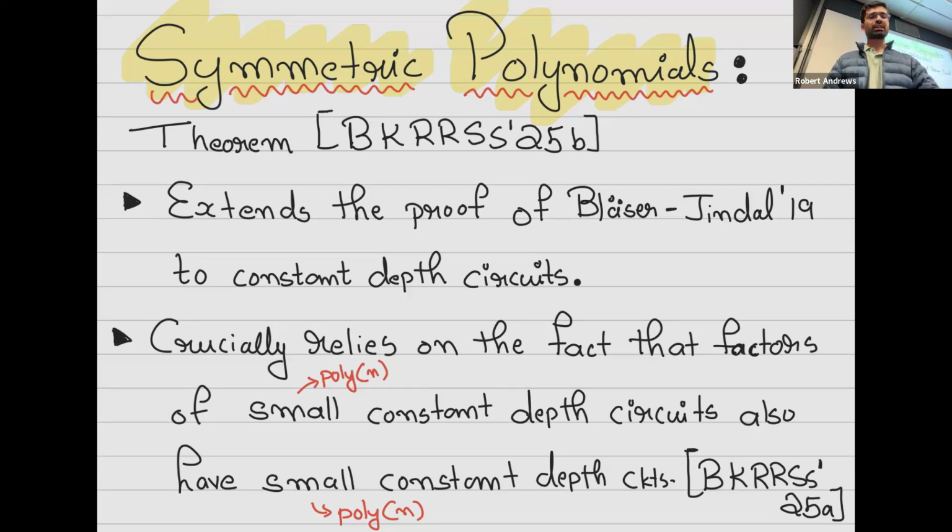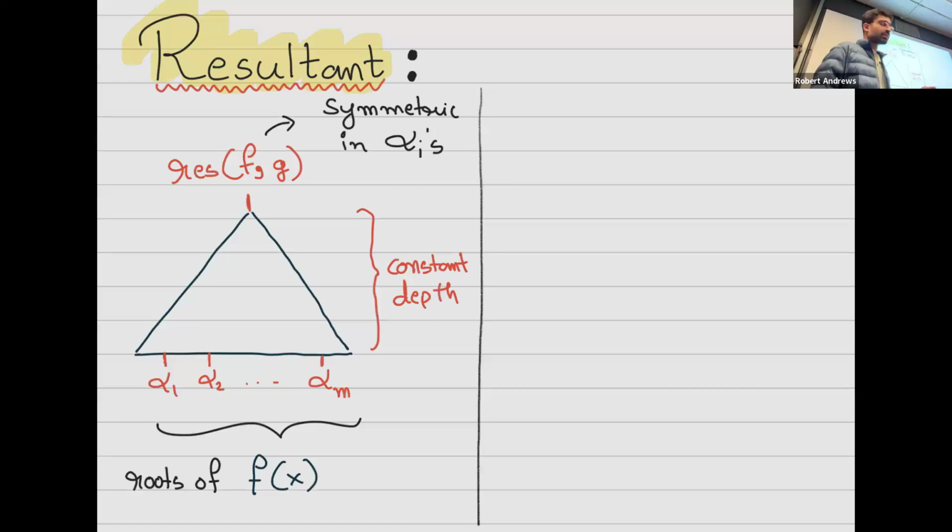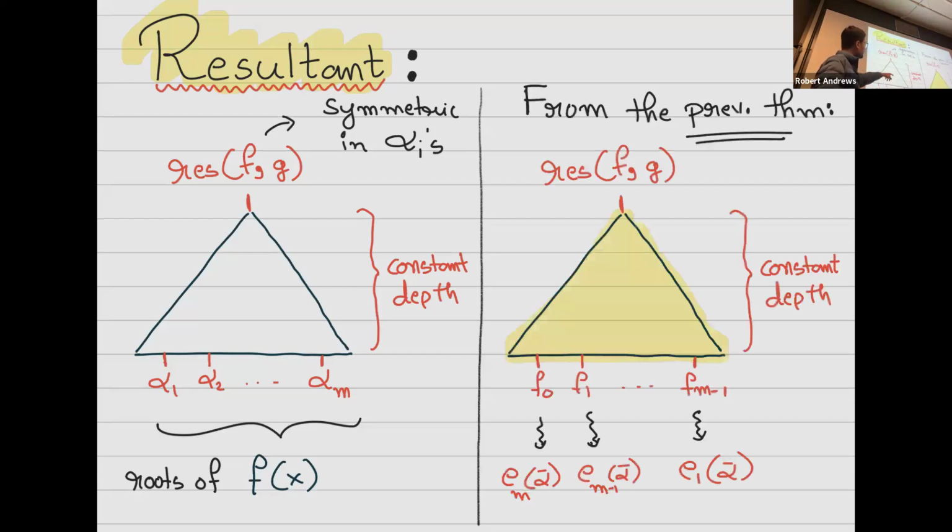And let's just complete the argument. Let's see that once we have this theorem, we essentially have resultant and GCD also, almost. For the resultant we saw we have a constant depth circuit in the roots, and this immediately gives us a constant depth circuit for the resultant in the coefficients, because the coefficients are just elementary symmetric polynomials. It's very immediate.